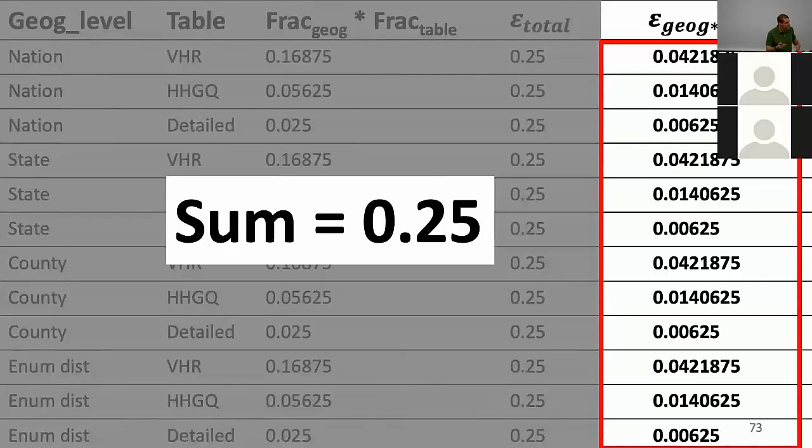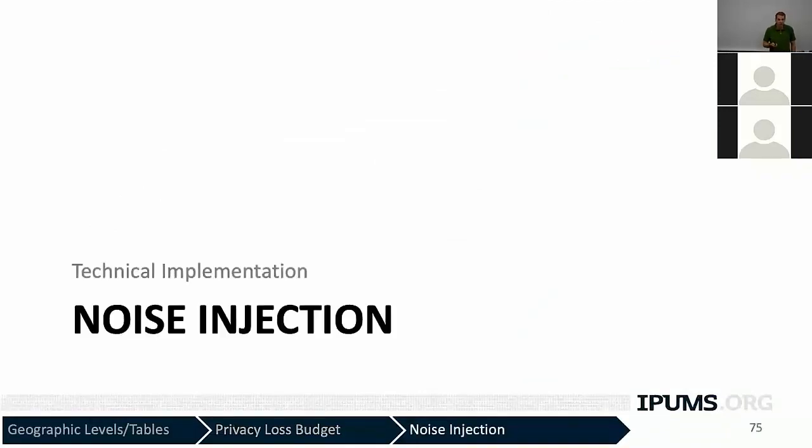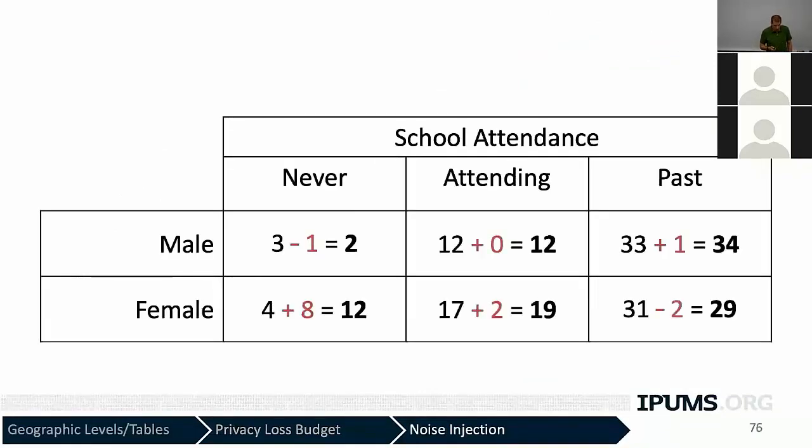And that is essentially the mechanics of how the process works for deciding what these noise infusion curves are going to look like. After that's done, they actually do the noise injection. So going back to our toy example, the noise injection is really represented here by the red values, the -1, the +8, the -2, etc.